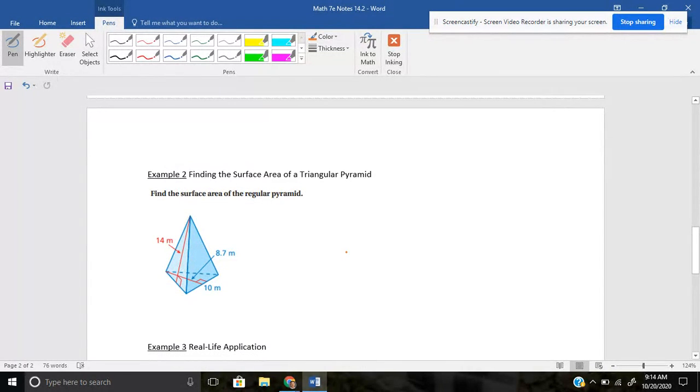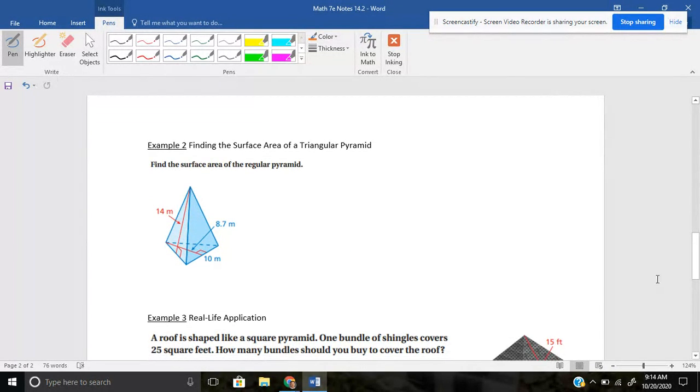And let's try another type of pyramid. In this example, we're going to try to find the surface area of a triangular pyramid. Okay, so notice what's different. The base of my pyramid is a triangle. And that changes how I find the area of my base, and it also changes how many lateral faces I have.